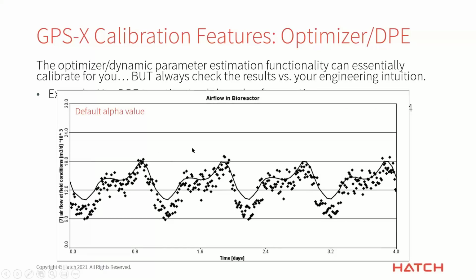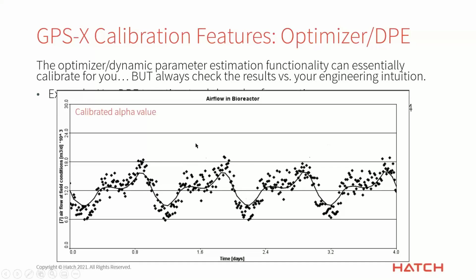So here we just see the default alpha value being used, and the airflow you can see is kind of on the high end. It's hitting the peaks okay, but it's definitely missing the valleys. So obviously using the default alpha value isn't the best option for this calibration.